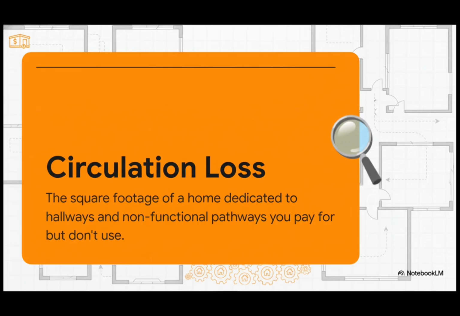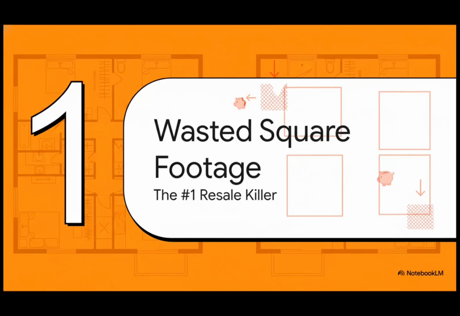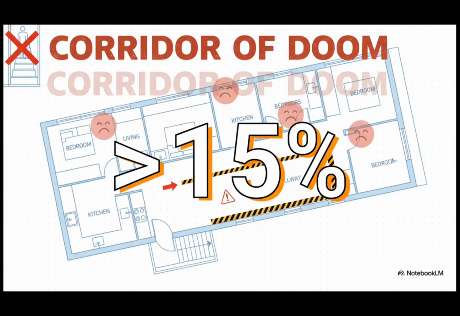Circulation loss is all that space in your home that's just for getting from point A to point B. We're talking long hallways, awkward entryways. It's the square footage you're paying a mortgage on, paying to heat and cool, but you never actually live in it. So let's really dig into this problem of wasted space, because it is, without a doubt, the #1 mistake that absolutely kills the resale value of a manufactured home. Based on Chuck's 23 years of experience, the biggest offender here is always the hallway.